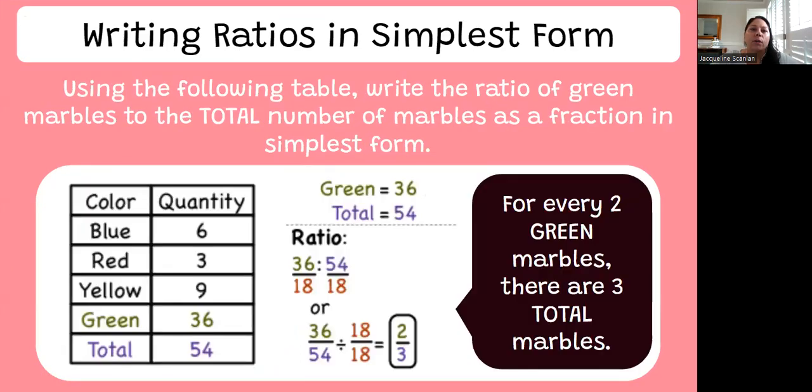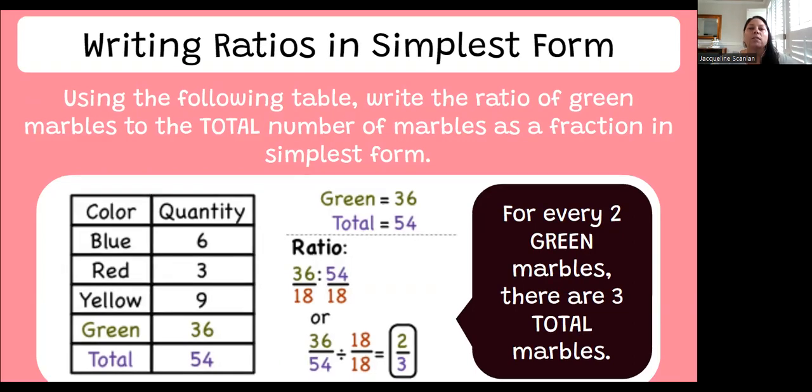When we write a ratio, we want to make sure that we write it in simplest form. Most of the time, like I said, we're going to be writing ratios as fractions, so it makes sense that we're always going to want to simplify our fraction. In this example, I want you to use the following table to create a ratio comparing the green marbles to the total number of marbles. Write that as a fraction, and then write it in simplest form.